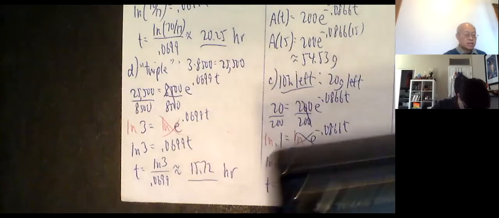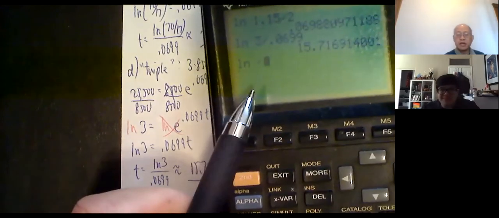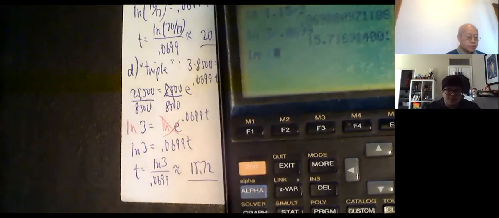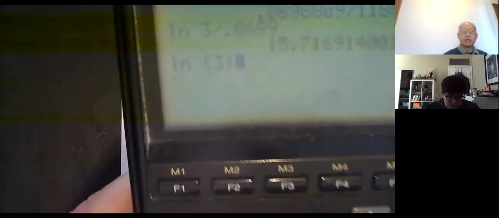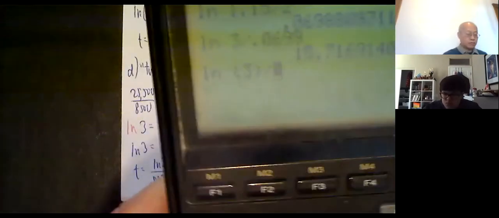Some of you, when you hit ln, it automatically gives you a left paren. I just typed that in. So you folks will have to close it with the right paren. Sorry. Oh, that's a little bit better. I have to raise it up though. And divide it by 0.0699 equals.